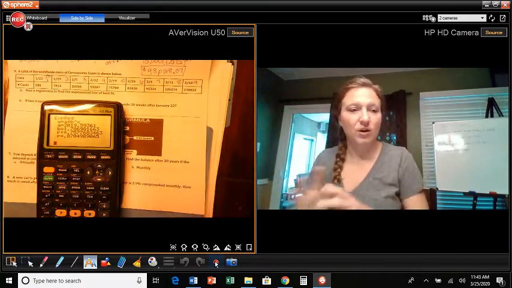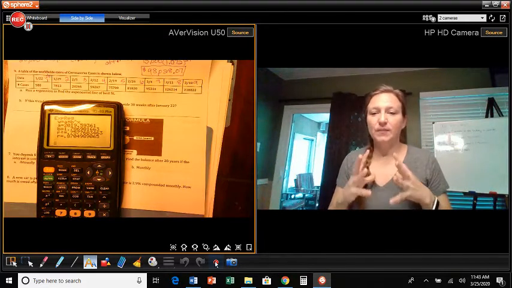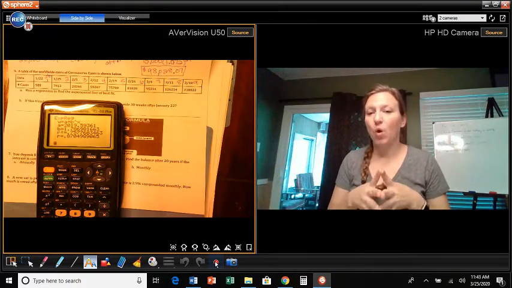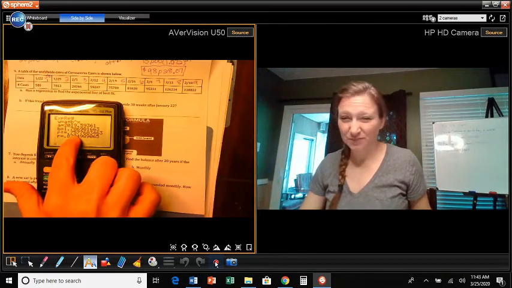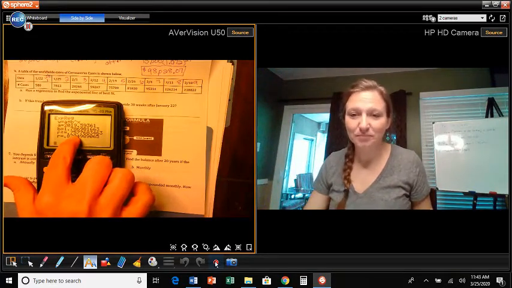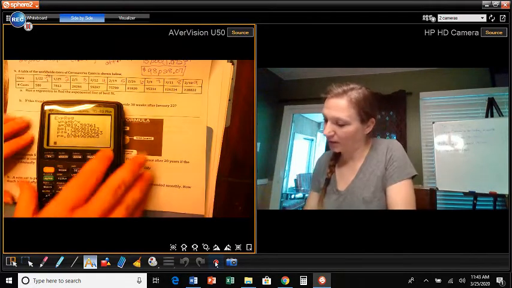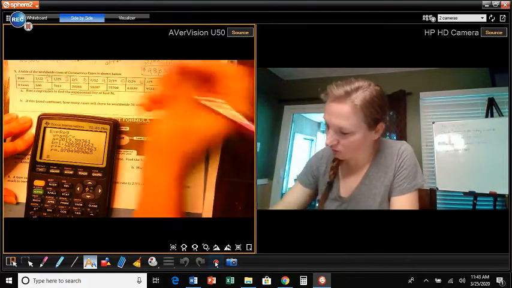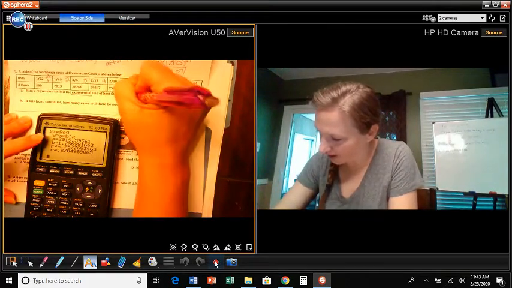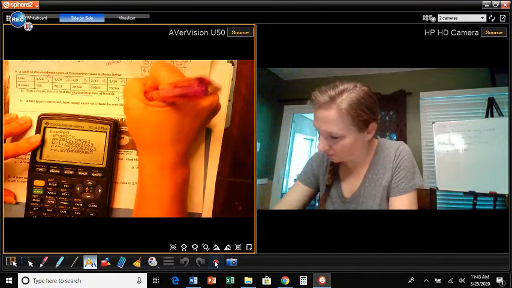Now I have the R squared value. So that tells me how well it fits. Remember, the closer to 1, the better. Right now it's at 0.757, so it's not awesome. I'm going to look at it a little bit closer, but I'm going to record the equation. It told me to do an exponential regression, so I'm going to go ahead and record that, and then we're going to look at it a little bit more detailed.